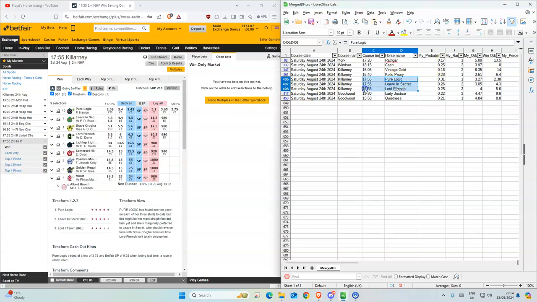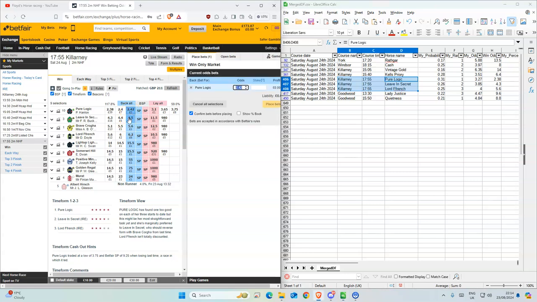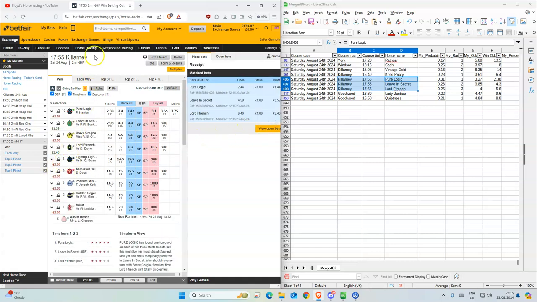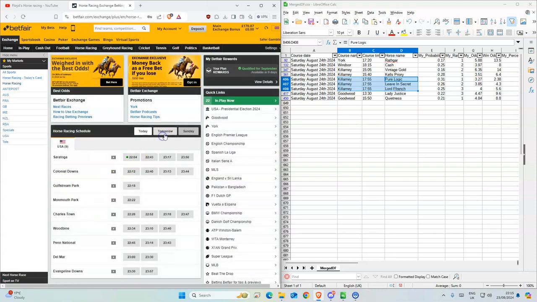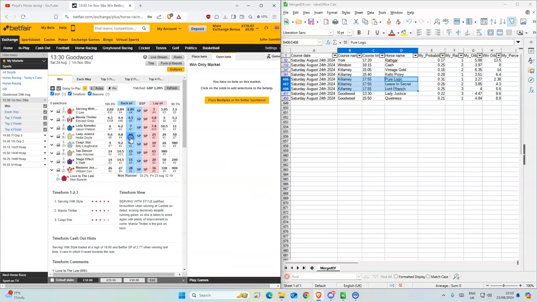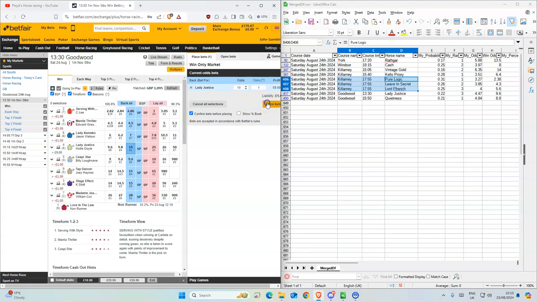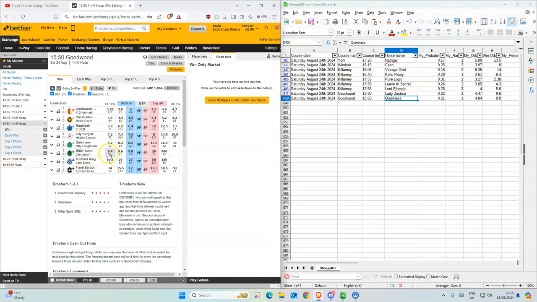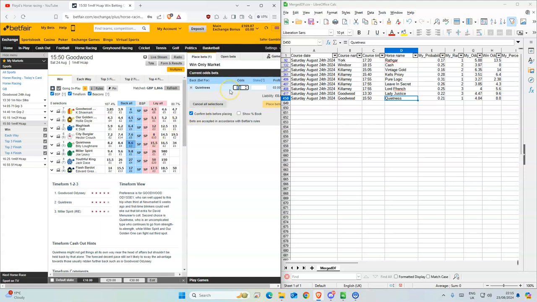Okay, there's three for this race, so Pure Logic, Leave and Secret, and Lord French. Okay, so Pure Logic is 2.3, 4. Okay, all of them are higher, so I'll take this. And we have two for Good Word. 9.6, this is 10, so I'll take that. And Quietness, 8.6, should be 8.8.